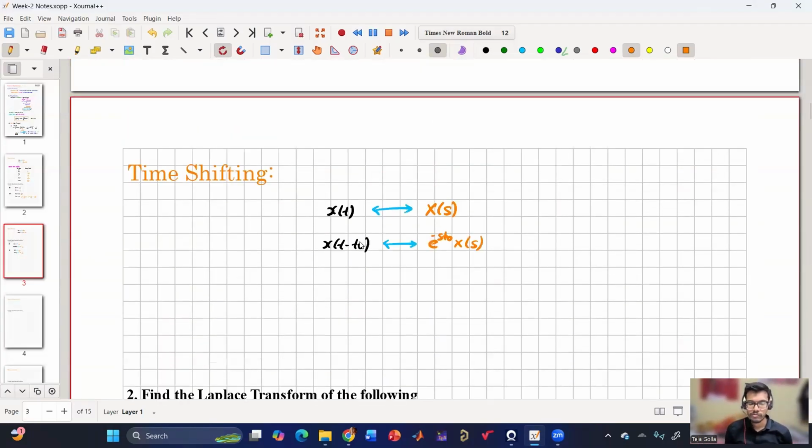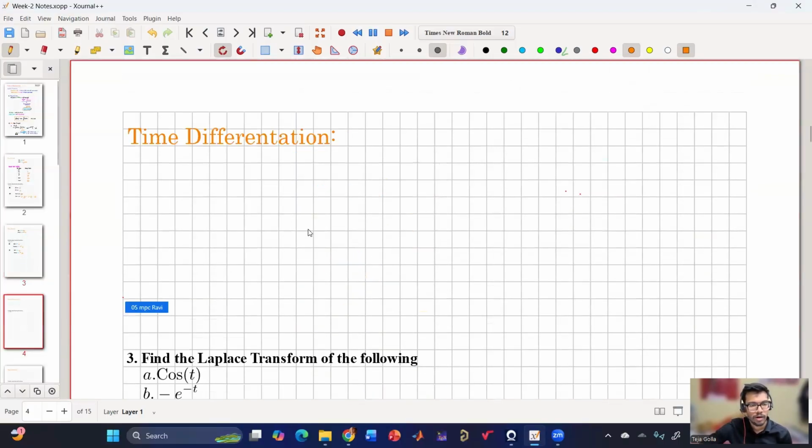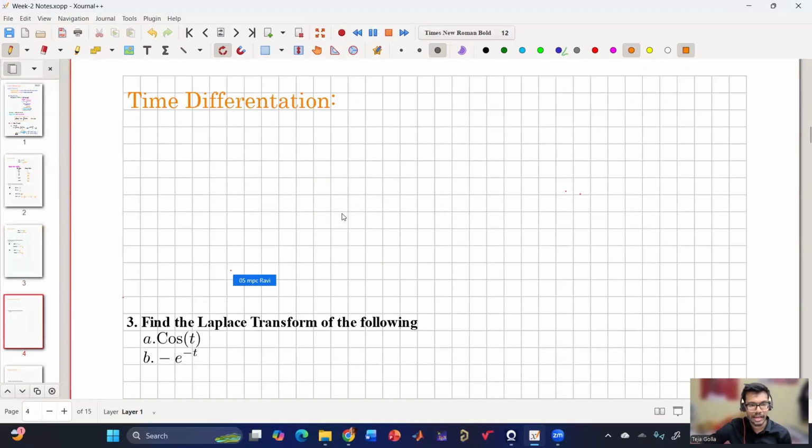On the time domain, if we have shifted the time by t naught, then we can use the time shifting property. For x of t with transform x of s, for x of t minus t naught, it will be e to the power minus s t naught into x of s. So is this clear until time shifting? Yes, sir. Okay.